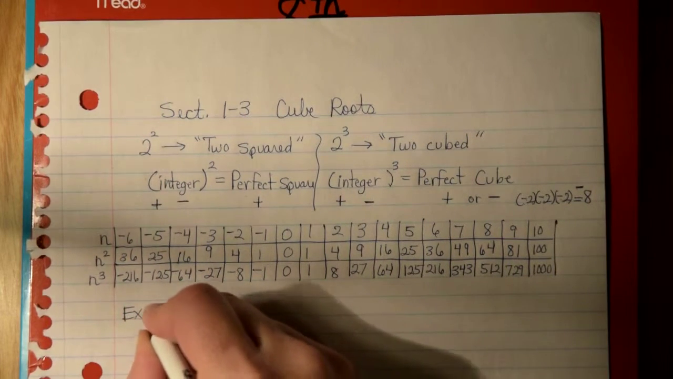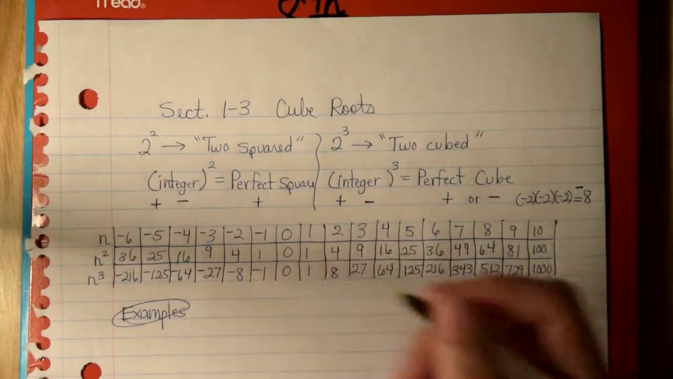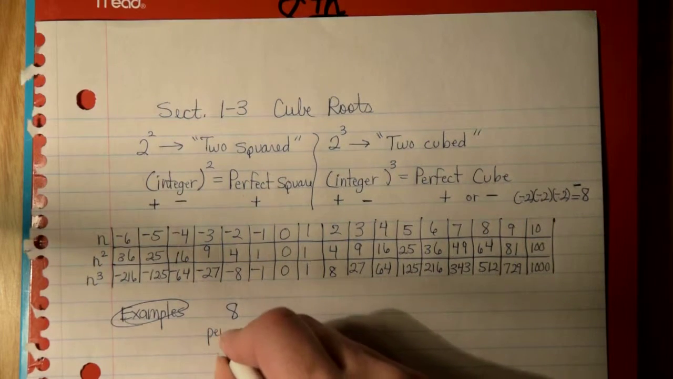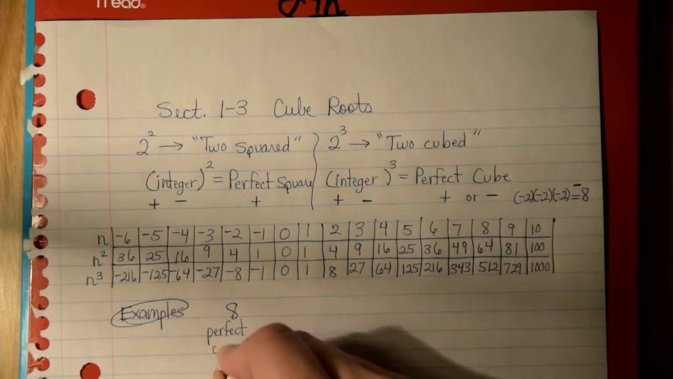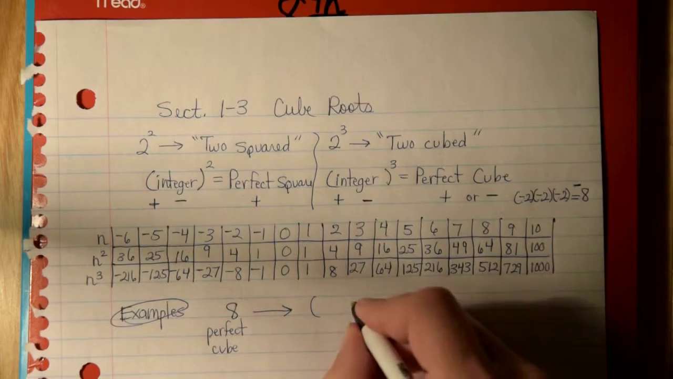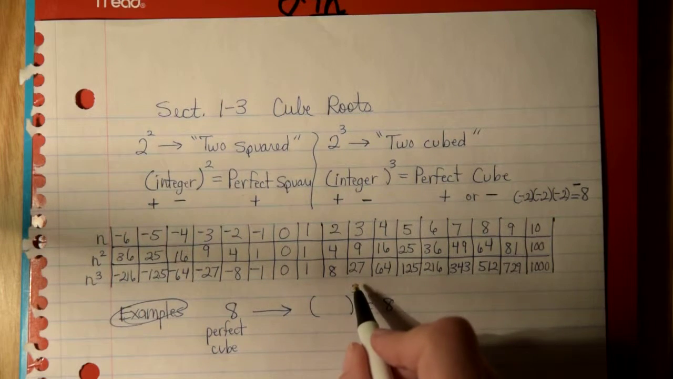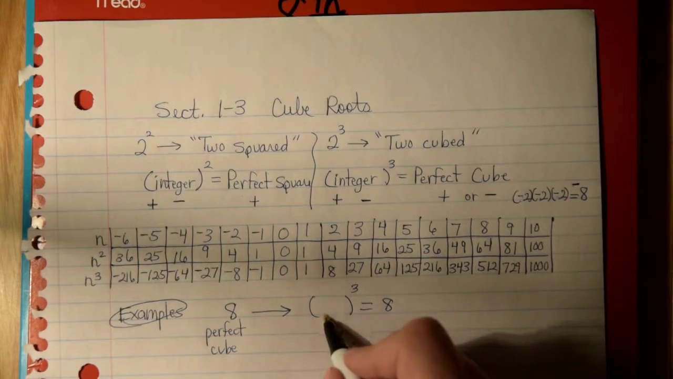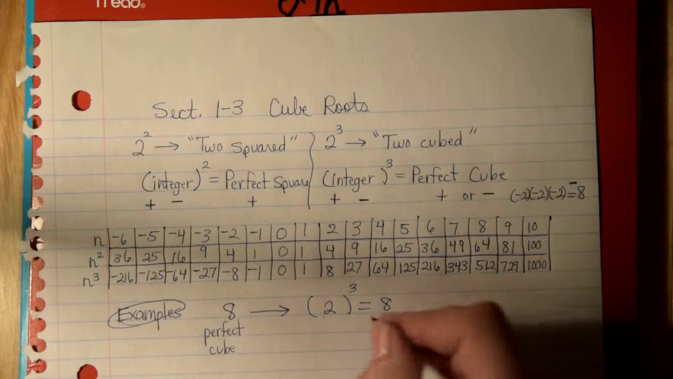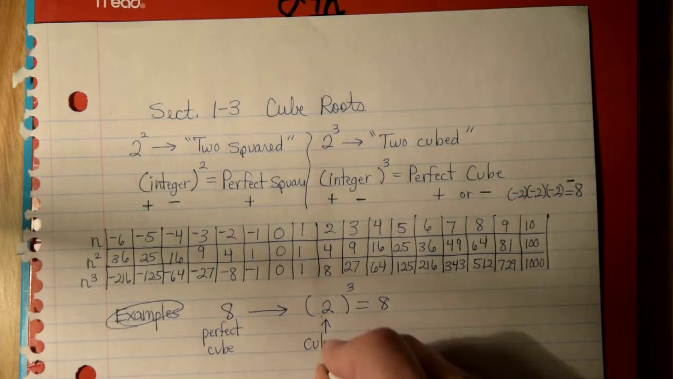Examples. Eight is a perfect cube because there's an integer that I can raise to the 3rd power, or I can multiply by itself 3 times to get 8. And that integer is 2. 2 is called the cube root.